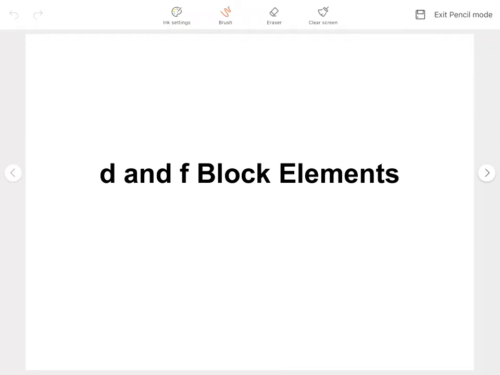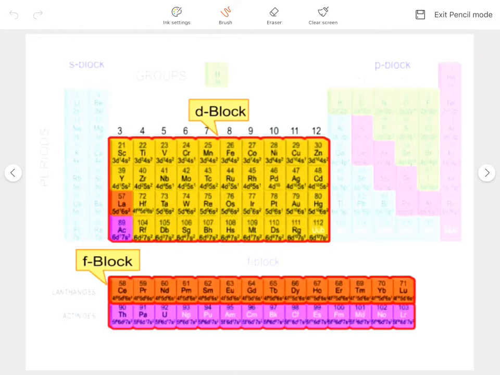Today we will start the chapter D and F block elements. As we have seen in P block elements, the position of D and F block elements is in between S and P block. So let's begin with that only. See, in this periodic table we have first and second group as S block elements. We have P block from 13th to 18th group, and in between these two, from 3rd to 12th group, we have the D block elements.